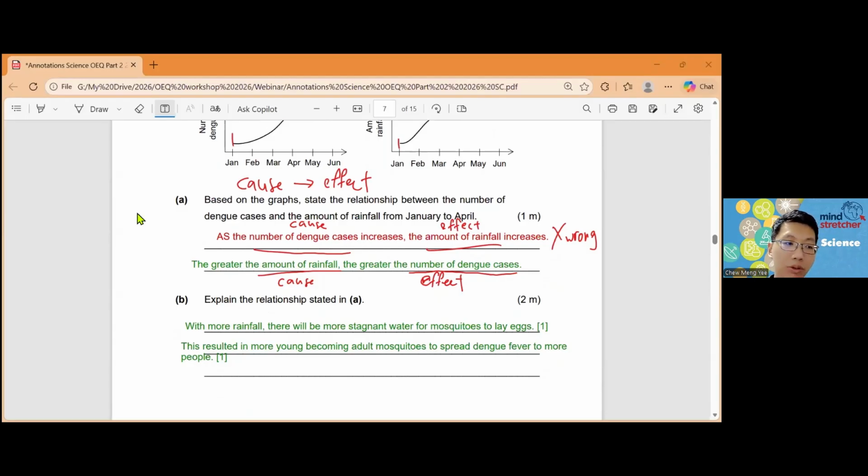Stagnant means the water is not flowing. That's stagnant. Because the mosquito will not lay eggs in water which are flowing, like river, right? If it's a river, the water keeps flowing, then their eggs all get washed away. So the eggs cannot develop lah. So they will usually lay their eggs in water where the water is not moving, stagnant. It stays there, like a puddle of water.